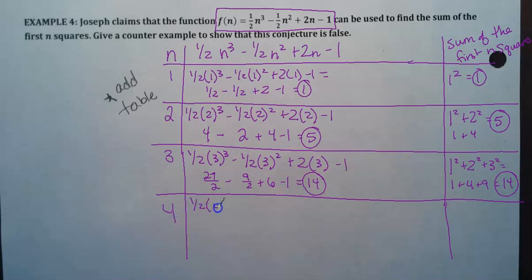So we're going to have 1/2 of 4 cubed minus 1/2 of 4 squared plus 2 times 4 minus 1. All right, so 4 cubed, first of all, is 4 times 4 is 16, right? 16 times 4 is 64. Yeah, so half of 64 is 32, minus 4 squared is 16, half of 16 is 8, plus 2 times 4 is 8, minus 1. All right, so 32 minus 8 plus 8, well, that's kind of cancel, so I'm still sitting at 32. Minus 1 equals 31.